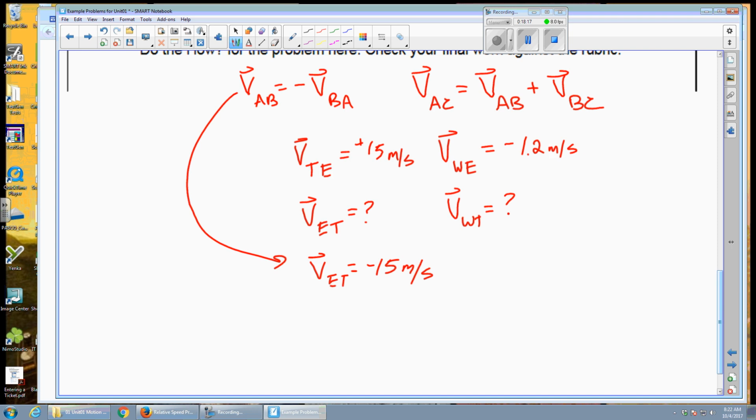The worker to the train is a little more complicated. We're going to have to use the second equation. So we want the velocity of the worker to something plus the velocity of that something to the train. In both these cases, we can do it with respect to the Earth.